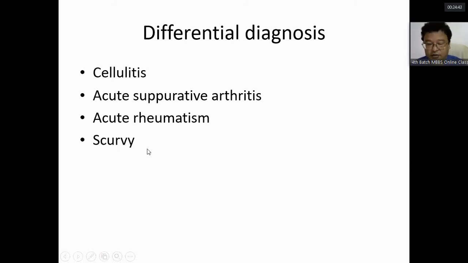So in X-ray, the differential diagnosis could be scurvy, but in scurvy, you will not have fever. You'll have no bony tenderness.